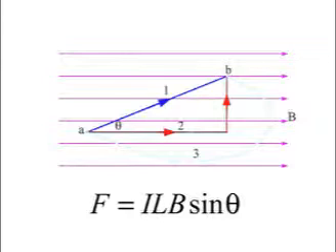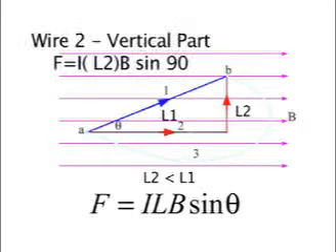Okay, and so in that case, you would get the current, the same current we used over here, so that factor is the same. This length, which is actually not the same as this length. In fact, this length is shorter than that length. Okay. B, well, it's the same B for wire 1 and wire 2. And for this side of wire 2, what do we use for theta? 90 degrees.